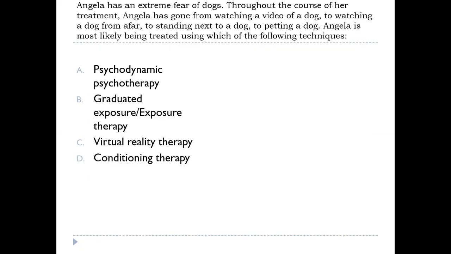Okay. So one quick question about treatment of phobias before we move on to social anxiety disorder. Angela has an extreme fear of dogs. Throughout the course of her treatment, she's gone from watching a video of a dog to watching a dog from afar, to standing next to a dog, to finally petting a dog. Angela is most likely being treated using which of the following techniques? Is she probably seeing a therapist who's providing psychodynamic psychotherapy, graduated exposure or exposure therapy, virtual reality therapy, or conditioning therapy? So take a minute to think about that.